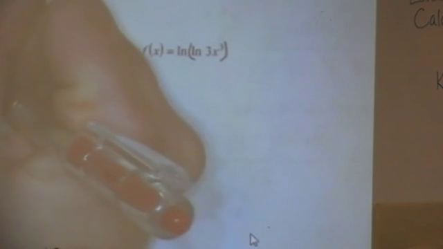And by the way, you can use whatever letters you want. Those are the ones I always use. dy dx is going to be dy du, because that's my first piece, times my second piece, du dw, and then dw dx. So 1 over u times 1 over w times 12x to the 3rd. So that's going to be 1 over log 3x to the 4th times 1 over 3x to the 4th times 12x to the 3rd.